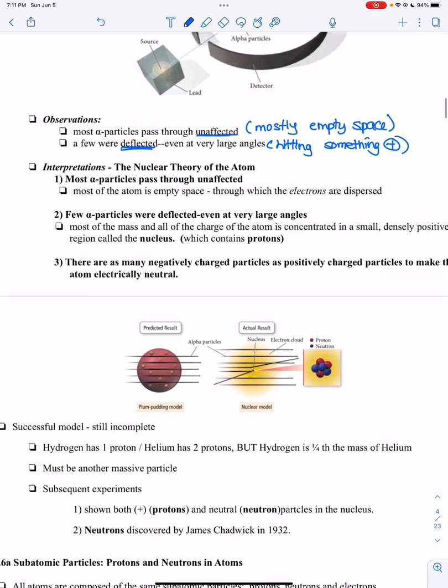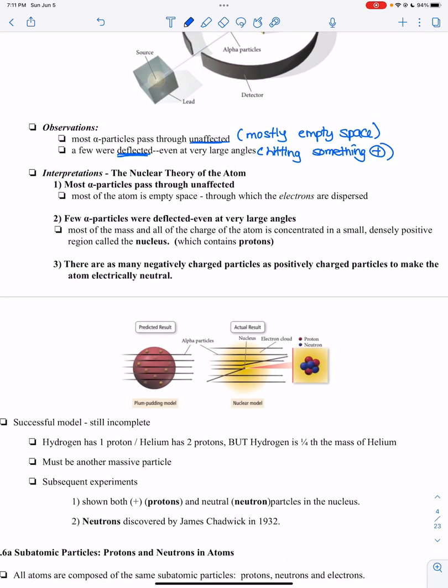And so what did this interpretation mean? Most alpha particles passed through unaffected. Most of the atom was empty space, like we said. Few alpha particles were deflected. Most of the mass and all of the charge of the atom is concentrated in a small, densely positive region called the nucleus. And later on, we'll find out that it contained protons. He did not discover protons. It's just that's where they were. There are as many negatively charged particles as positively charged particles to make the atom electrically neutral.